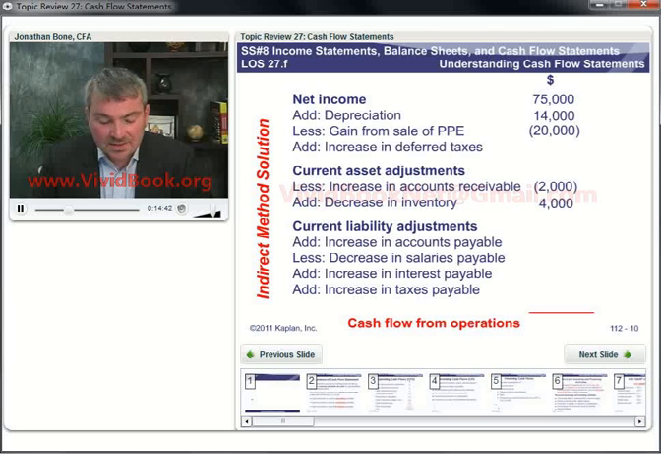We now need to adjust for accounts payable, which is sitting in our liabilities. 10,000 last year, 18,000 this year, 8,000 increase in a liability, we will add. And we've dealt with our cost of goods sold.